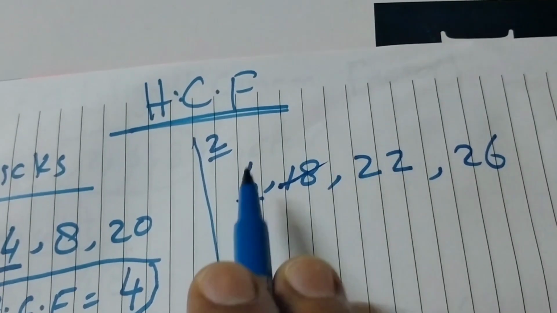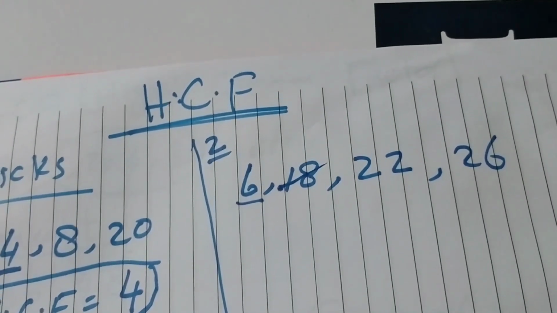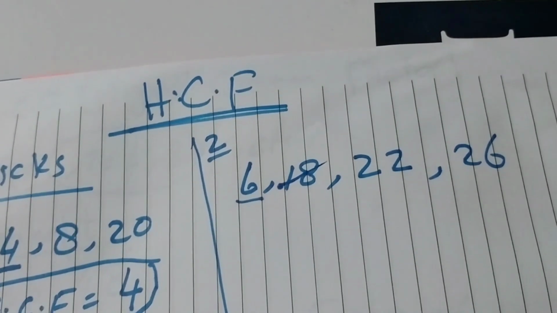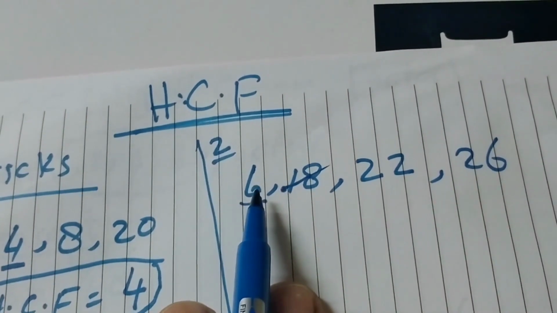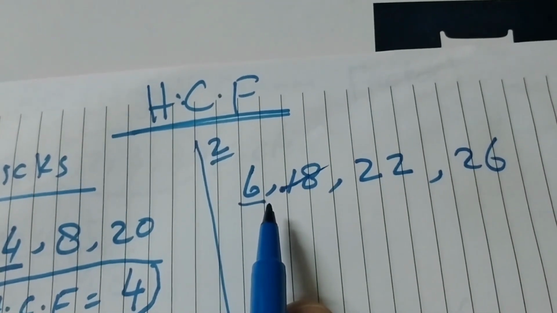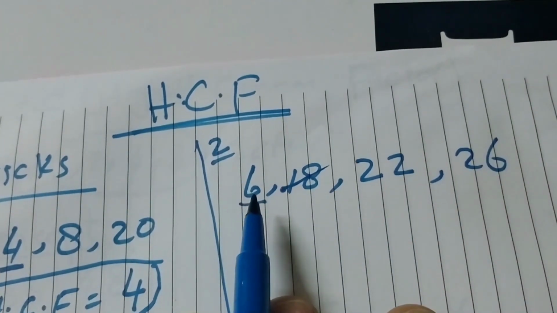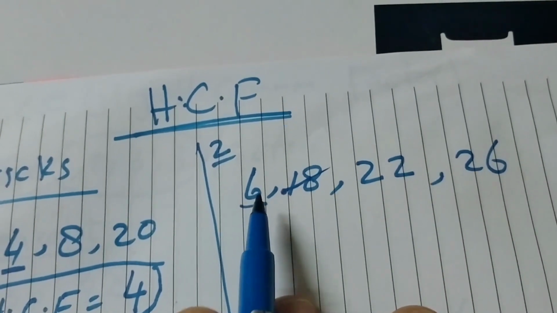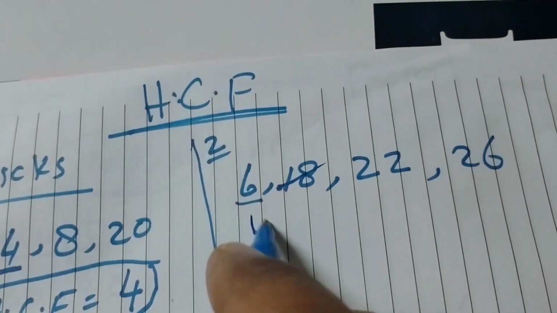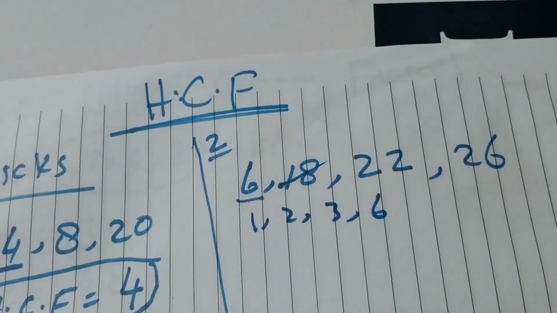22 is divisible by 6 or not? No. 22 is not divisible by 6. Leave it. Check 26. 26 is divisible by 6 or not? No. 26 is also not divisible by 6. So what will we do now? We will write the factors of 6. What are the factors of 6? 1, 2, 3 and 6. These are the factors of 6.